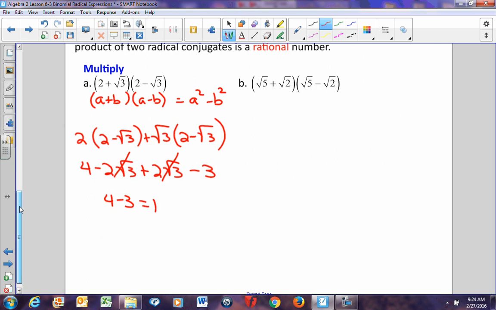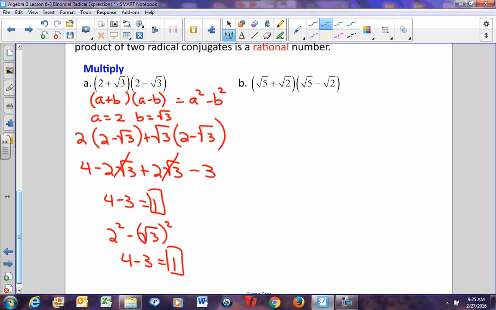Okay. Now let's look at this. What is my A term here? It is 2. What is my B term? It's the square root of 3. So what is 2 squared minus the square root of 3 squared? That's 4 minus 3, which is 1. Whichever way you do it, you still get 1, which is a rational number. So when you multiply two conjugates together, you are going to get a rational number, which is good.